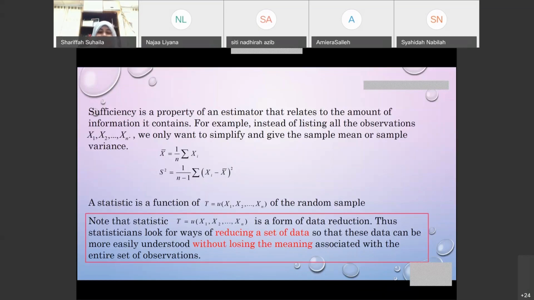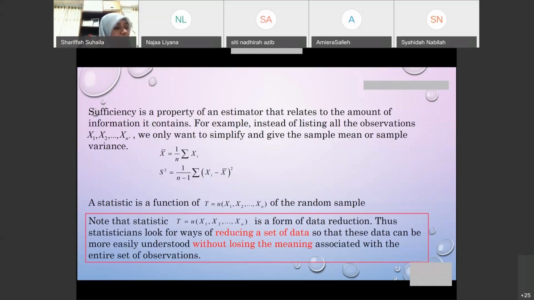So that means your statistic T here is in the form of data reduction. If we have many observations, n observations, now we reduce and summarize, and then we have just one value, which is your x bar or your s square. That's why we call T a form of data reduction. Thus, statisticians look for ways of reducing a set of data so that it can be more easily understood without losing the meaning associated with the entire set of observations.